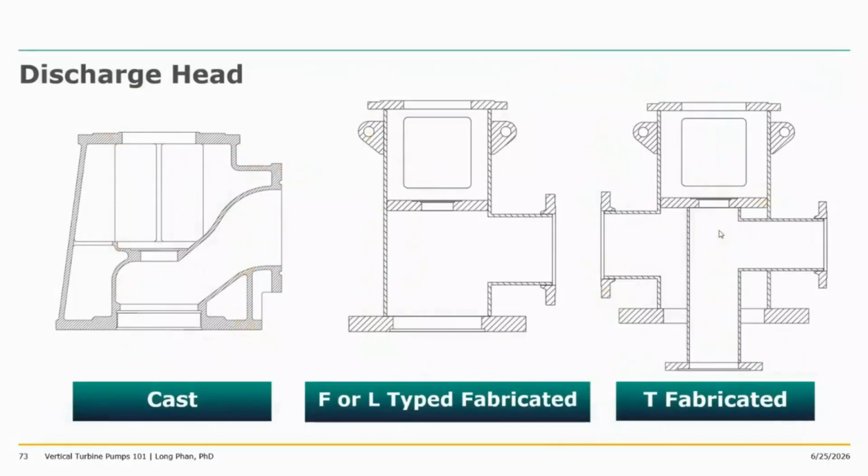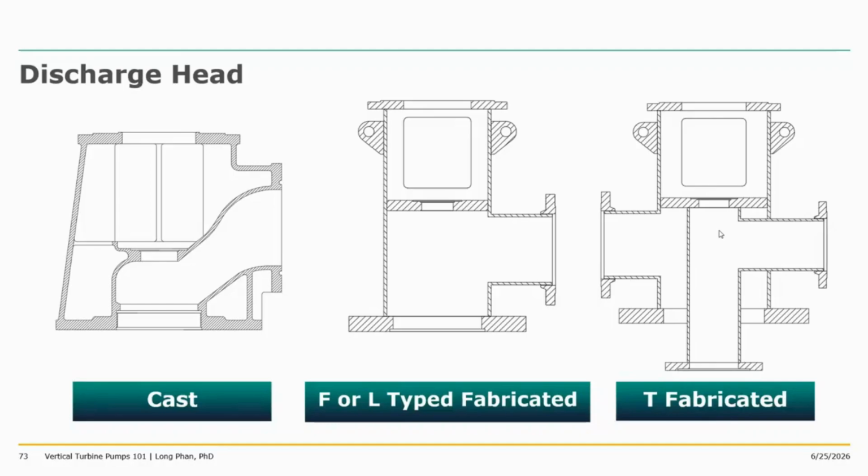And then the discharge head components. Let's look at it. You have really two types, even though I showed three: either cast or fabricated. Within the fabricated discharge head, you have subcategories like F, L, or T. The T fabricated head is exclusively used for canned vertical turbine pumps. Remember, canned vertical turbine pumps are used to create available NPSH. The F or L type fabricated head can be used for any type of turbine. The cast is really the cast.